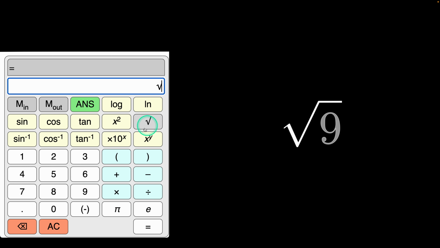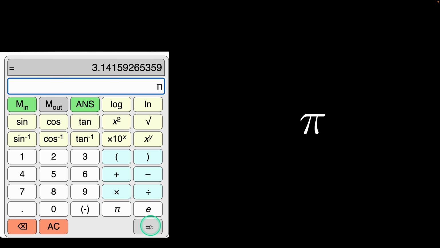Then the square root of 9. Pi is obtained from here. E represents the Napier's constant, which is accessed here.